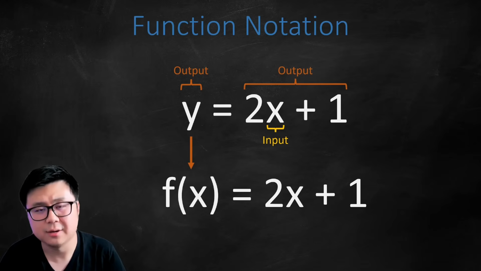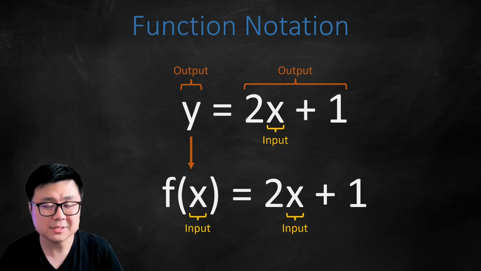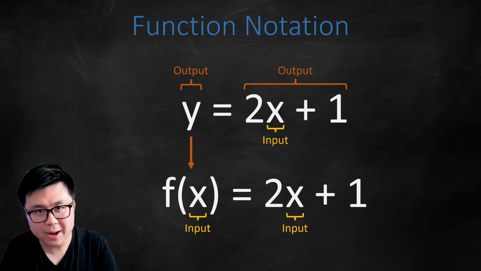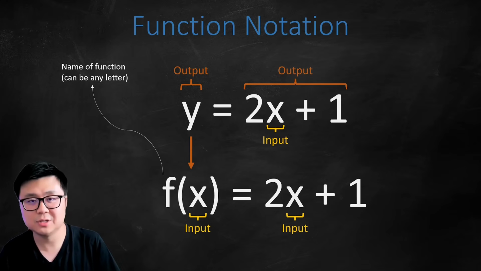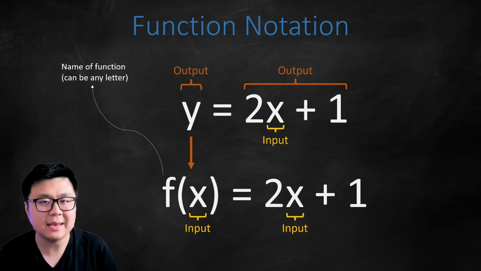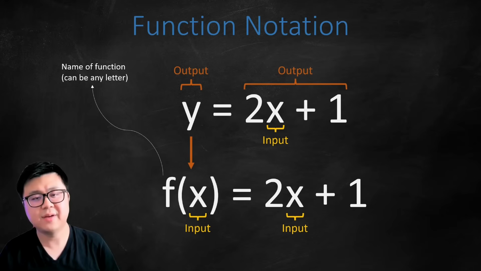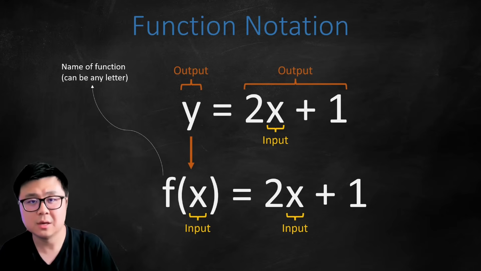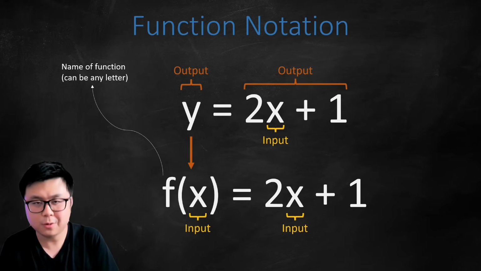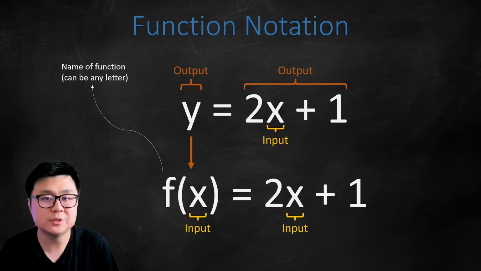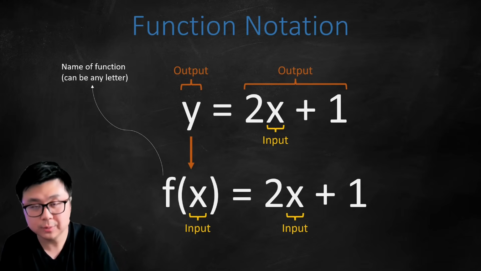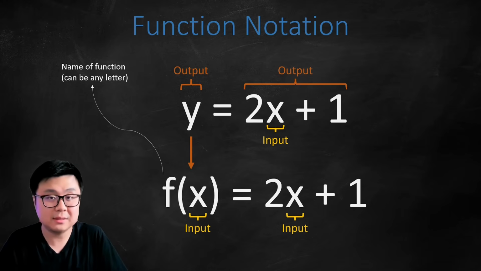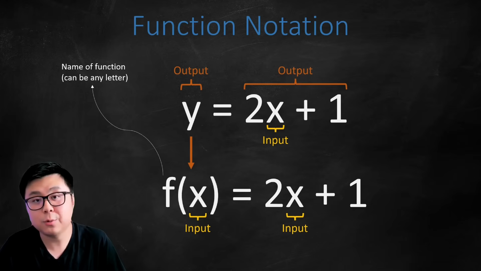Nothing else changes here. X is still the input, and now notice x is also on the left side in a bracket. What does the f mean? Well, the f is just the name of the function, and it doesn't have to be f. It could be any letter in the alphabet. F of x really means function of x, which actually means the result or the output if you were to choose x as your input. So if I had f of 2 in the brackets, that means it will be the result of the output if you were to choose 2 as your input instead of x.